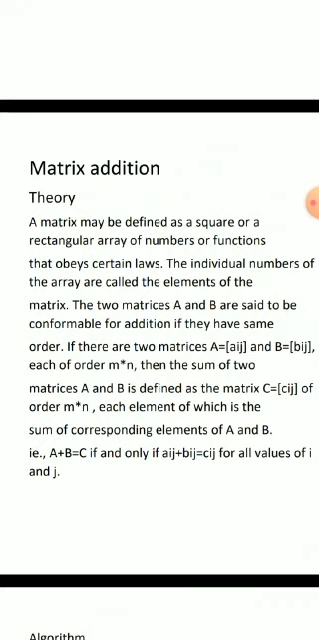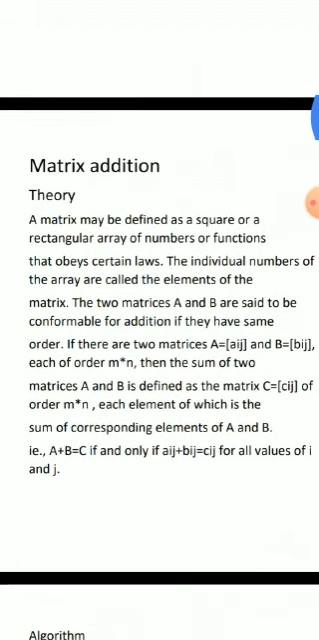If there are two matrices A equal to matrix Aij and B equal to matrix Bij, each of the order m star n, then the sum of two matrices A and B is defined as the matrix C equal to matrix Cij of order m star n, each element of which is the sum of corresponding elements of A and B. That is, A plus B equal to C if and only if Aij plus Bij equal to Cij for all values of i and j.